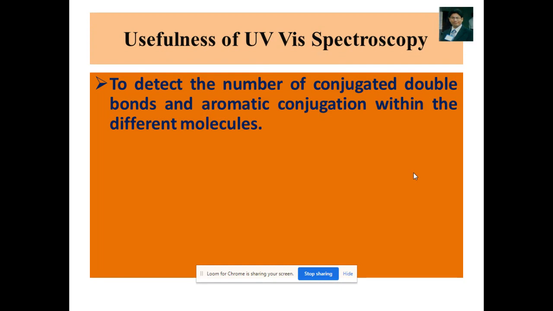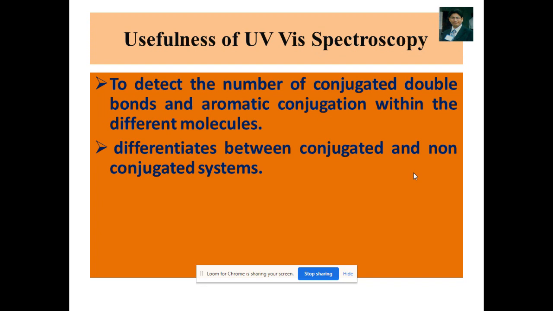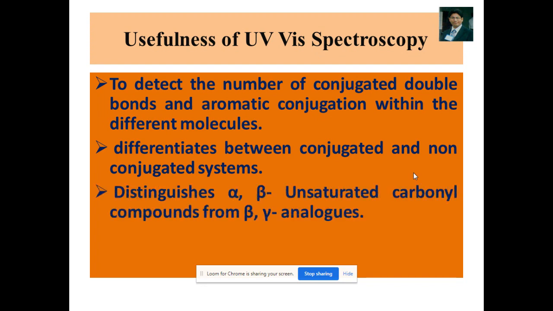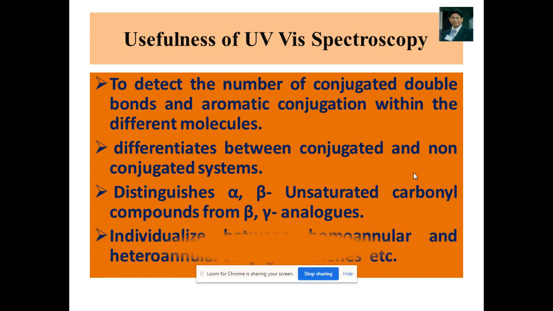Firstly, to detect the number of conjugated double bonds and aromatic conjugation within different molecules. Next, it differentiates between conjugated and non-conjugated systems, and by the use of UV visible spectroscopy we can distinguish alpha beta unsaturated carbonyl compounds from beta gamma analogues, and it is also helpful to distinguish between homoannular and heteroannular conjugated dienes.